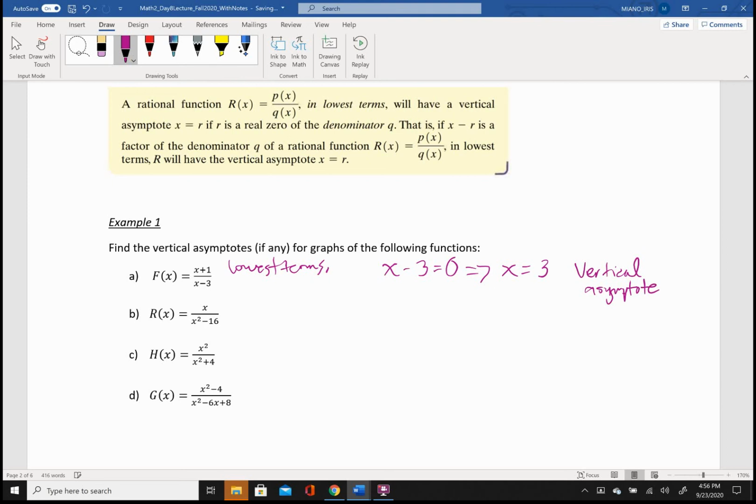Asymptote is such a fun word. There's so many consonants in a row, right? Wow, asymptote. It's fun to say too.